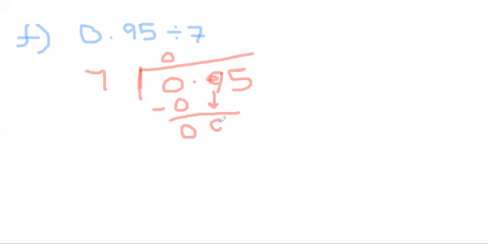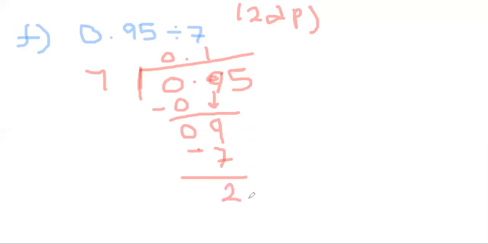The moment I bring the 9 down, what happens? You bring the point here, because 9 is a number after the decimal point. So 7 goes into 9 1 time. This one again will go to 2 decimal places. Let me write it: 2 decimal places, like that. So 7 goes into 9 1 time, which is now 7. 9 minus 7, you get a 2.